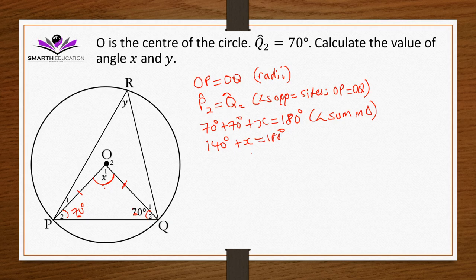What is 180 minus 140? We can do this without the calculator. It should be 40 degrees. So it means x is 40 degrees. Okay, right, done. And then what would be y?